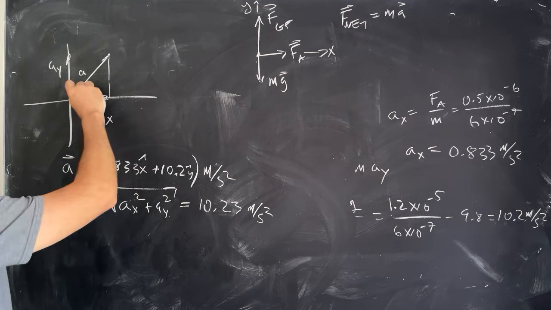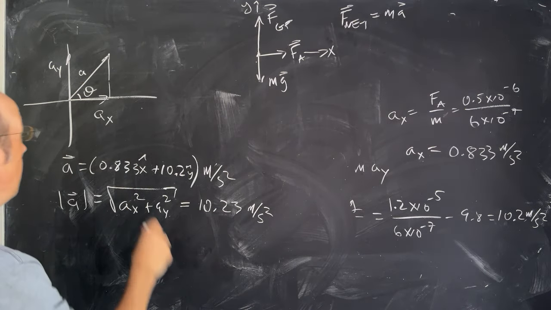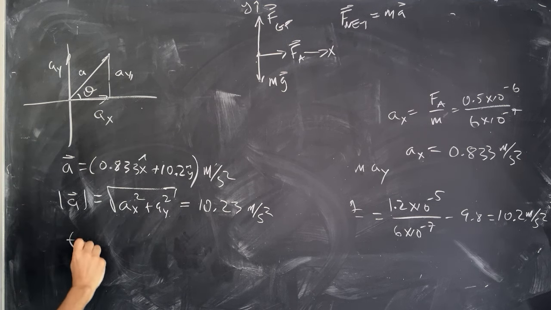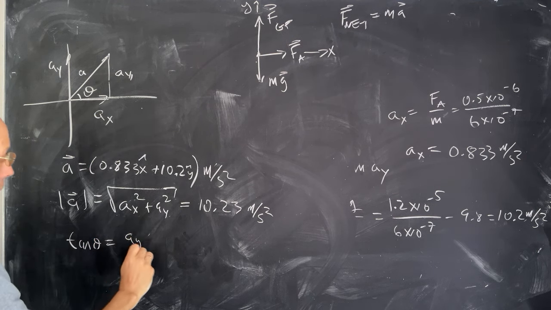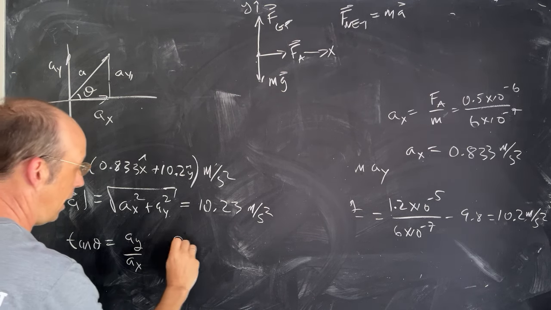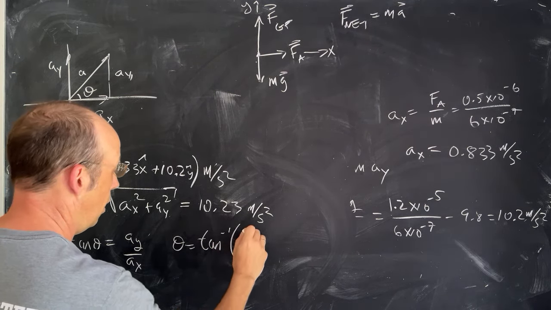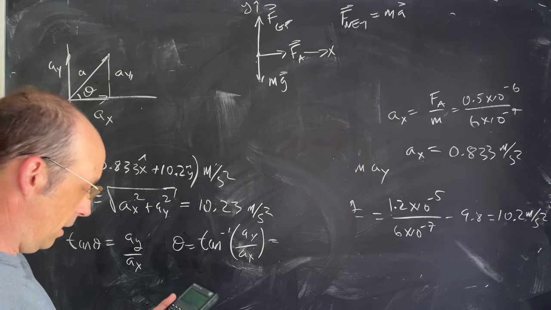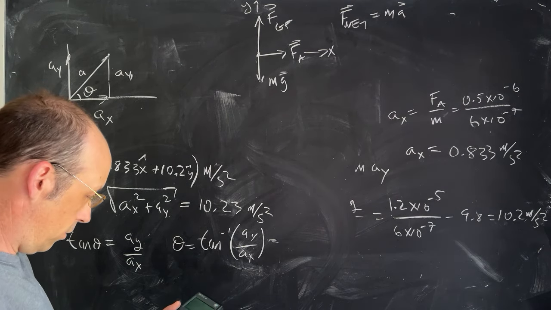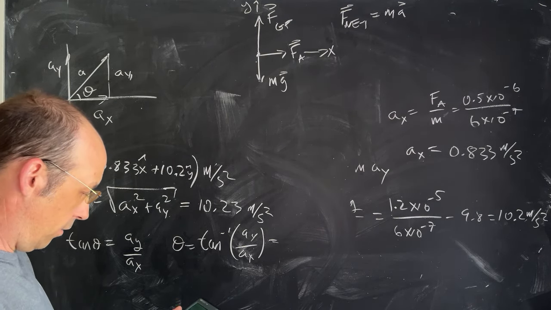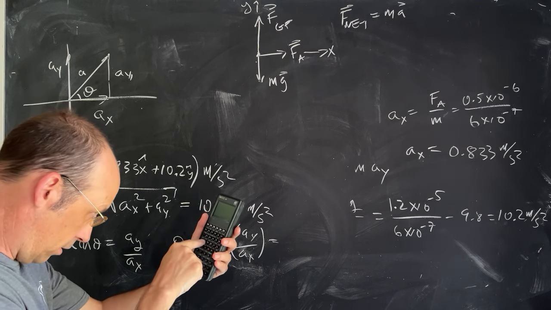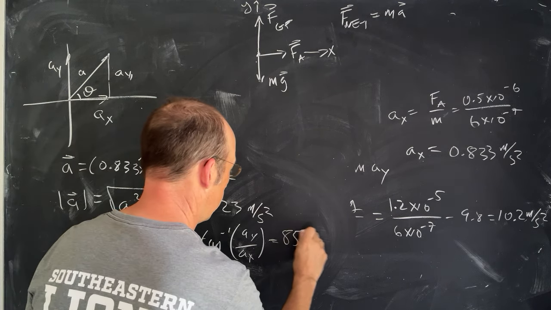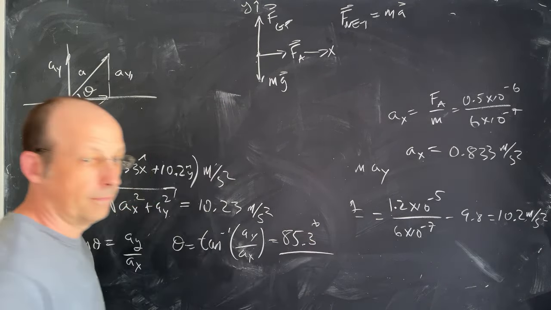Now we can also find the angle of the acceleration if we want to, because I know ay is right there, ax is right there, so the tangent of theta is going to be ay over ax, so theta would be the inverse tangent of ay over ax. So if I put in my values there, 10.2 divided by 0.833, inverse tangent, arc tangent, I get 85.3. There you go.